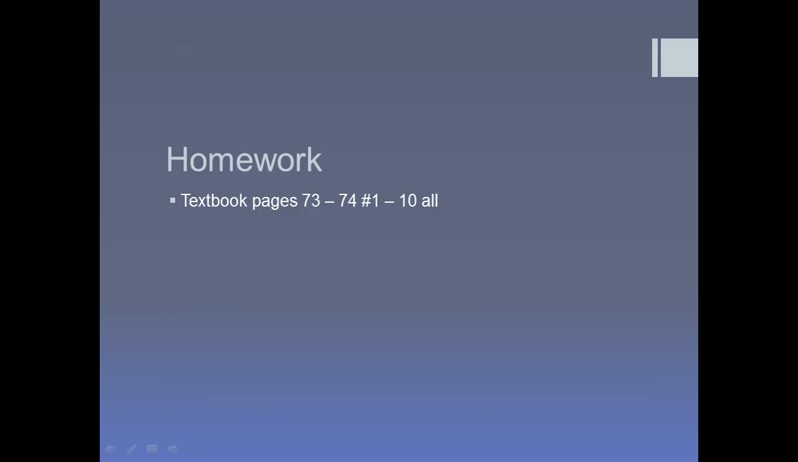Your homework in this section is textbook pages 73 to 74, numbers 1 to 10 all. Again, these are not one-line questions that we should be having one-line answers to. These questions should provoke some thought and possibly different answers that we can discuss in class.